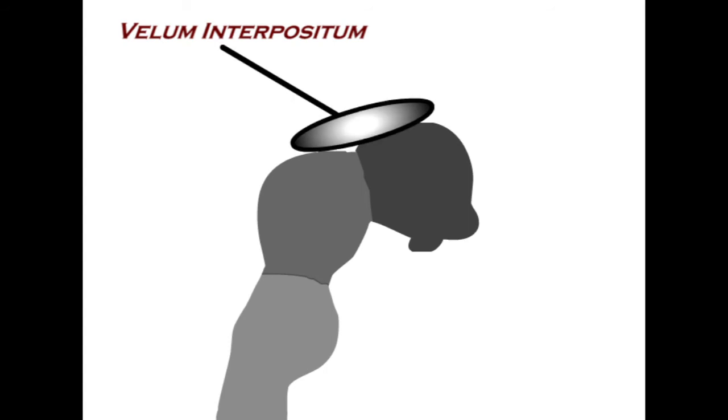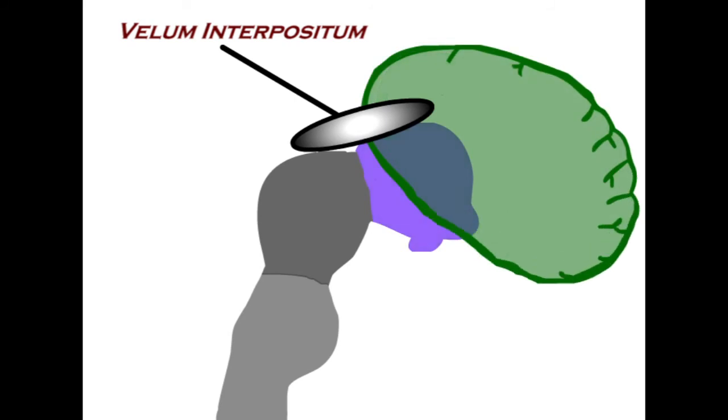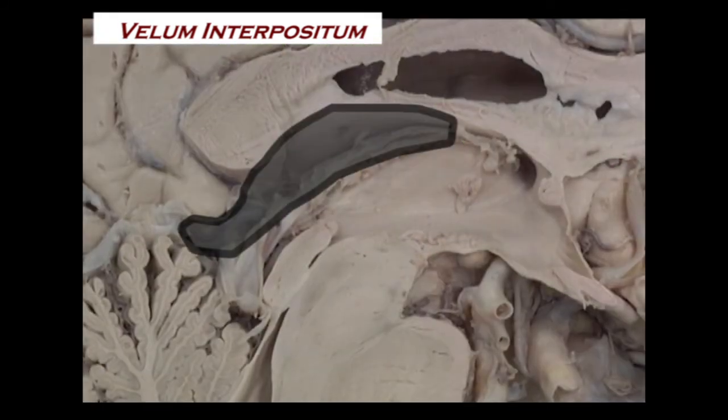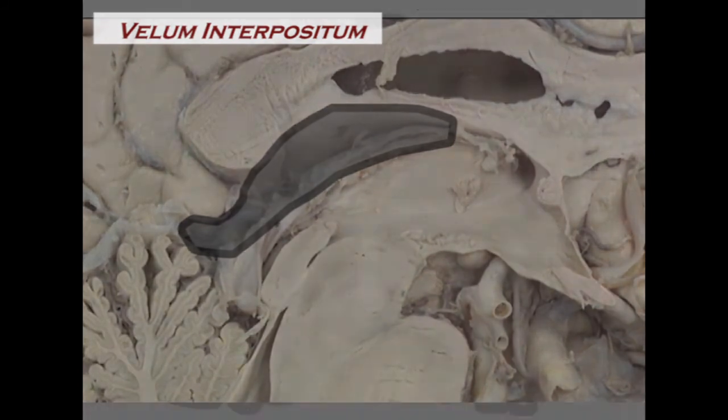Another important result of temporalization is the creation of the velum interpositum. The velum interpositum is the space created between the expanding telencephalon and the underlying diencephalon. This space is technically outside the brain and houses a variety of blood vessels. From the lateral ventricle, CSF flows through the foramina of Monro and into the diencephalic third ventricle.